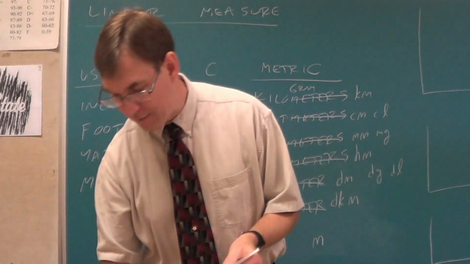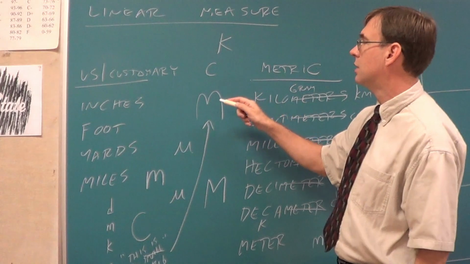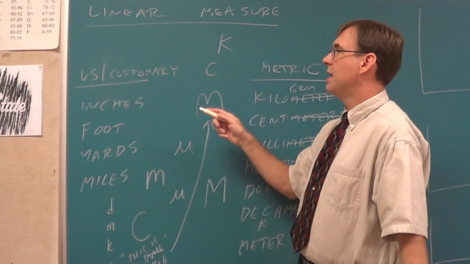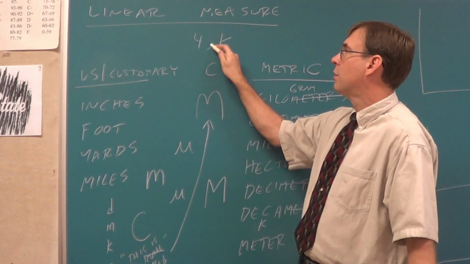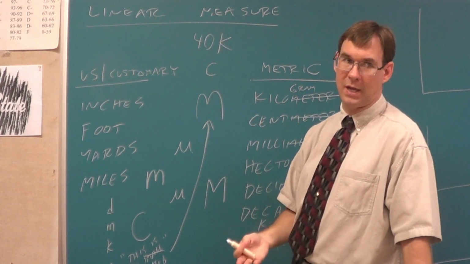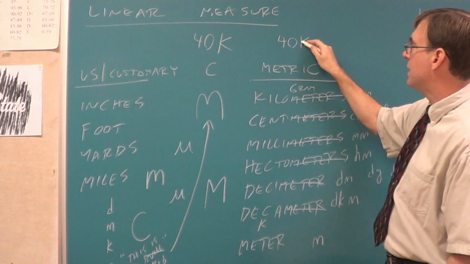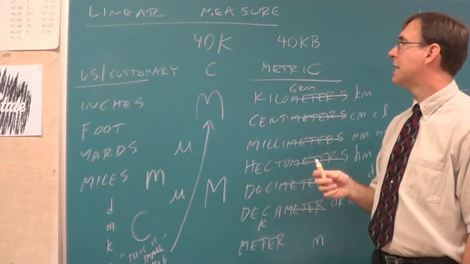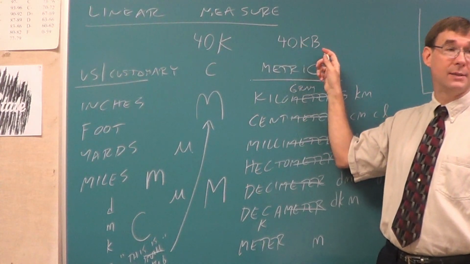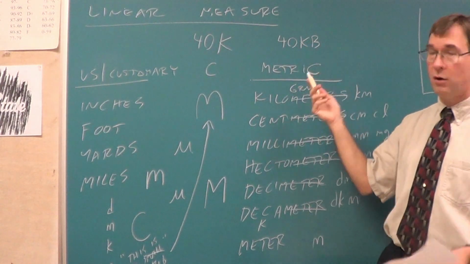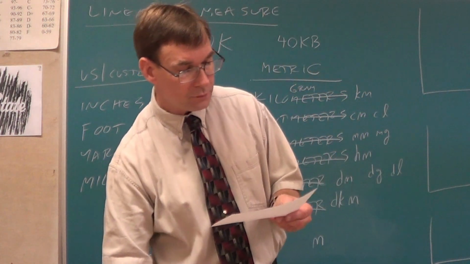Kilo, I don't have a great trick, but it's good for you to know that K means 1,000. That's a fairly common abbreviation. If you ever had somebody say, at my job, I make 40K a year, it's 40,000 a year. If you look at your computer or your phone or your device and it says 40 KB, anybody know? Kilobytes, that's a thing. K for kilo is 1,000, that's fairly common.